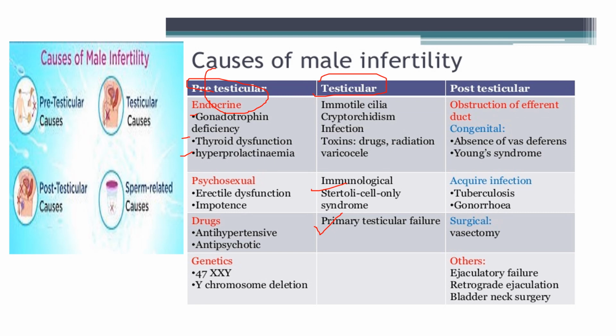Post-testicular causes may be obstruction of the efferent duct, which may be congenital, or absence of vas deferens, Young syndrome. There may be tuberculosis or gonorrhea in the post-testicular ductular system that may be responsible. Surgical vasectomy. Others, there may be ejaculatory failure, retrograde ejaculation, bladder neck surgery. These are the post-testicular causes.